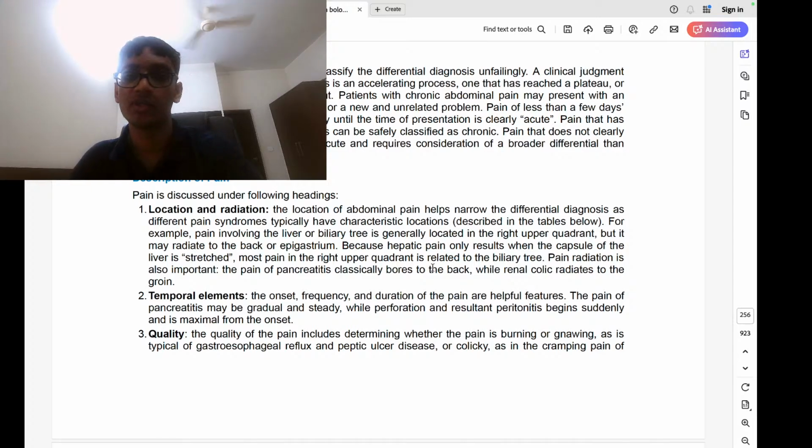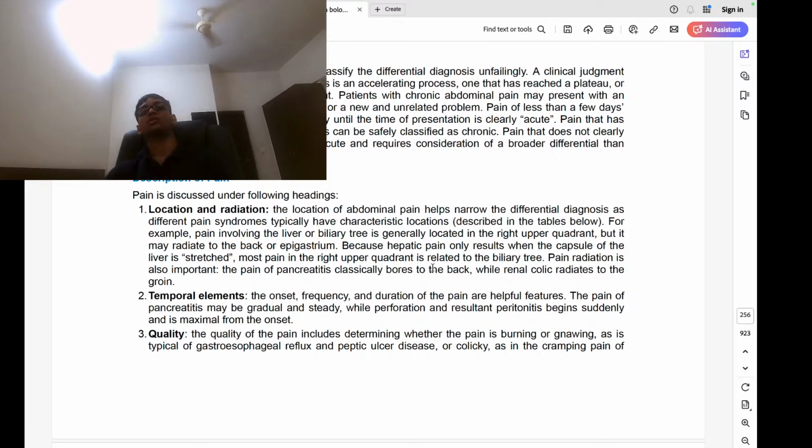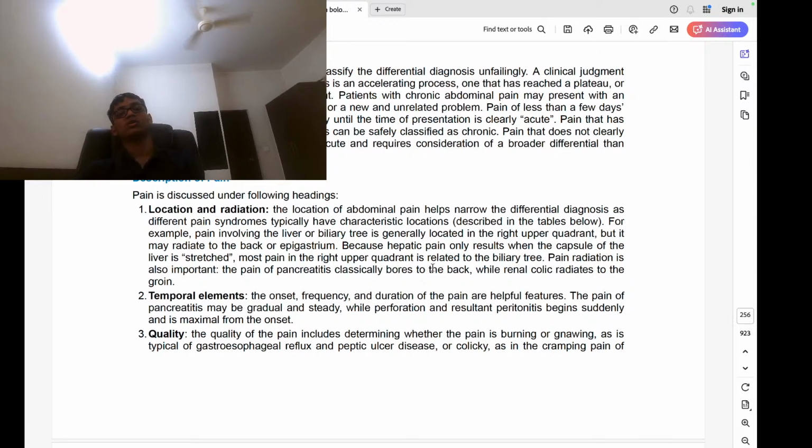Clinical judgment must be made on whether one has reached a plateau or the pain is long-standing but intermittent. A patient with chronic abdominal pain will present with an acute exacerbation of a chronic problem or a new unrelated problem. Pain of less than a few days that has worsened progressively until presentation is clearly acute. Pain that has remained uncategorized for months or years can be classified as chronic. Pain that does not clearly fit either chronic or acute may be called subacute and requires consideration of a broader differential than acute and chronic.